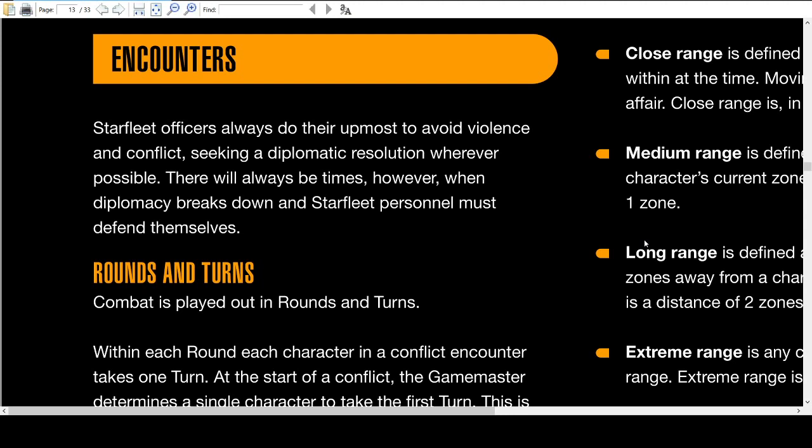Starfleet officers always do their utmost to avoid violence and conflict, seeking a diplomatic resolution whenever possible. There will always be times, however, when diplomacy breaks down and Starfleet personnel must defend themselves.